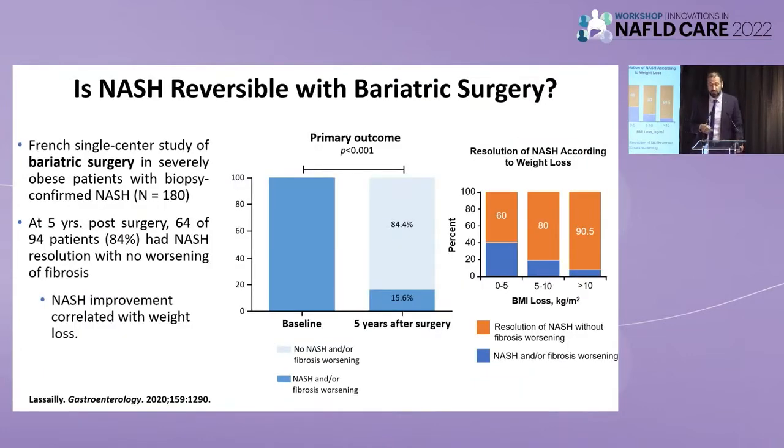How about extreme weight loss with bariatric surgery? And Jorn mentioned some of this data from France, looking at patients with NASH at the time of surgery and then liver biopsy 5 years later. And you can see NASH resolution in 85%. So bariatric surgery, if you lose a lot of weight, it's very effective. And the chances of resolving NASH go up as you lose more weight.